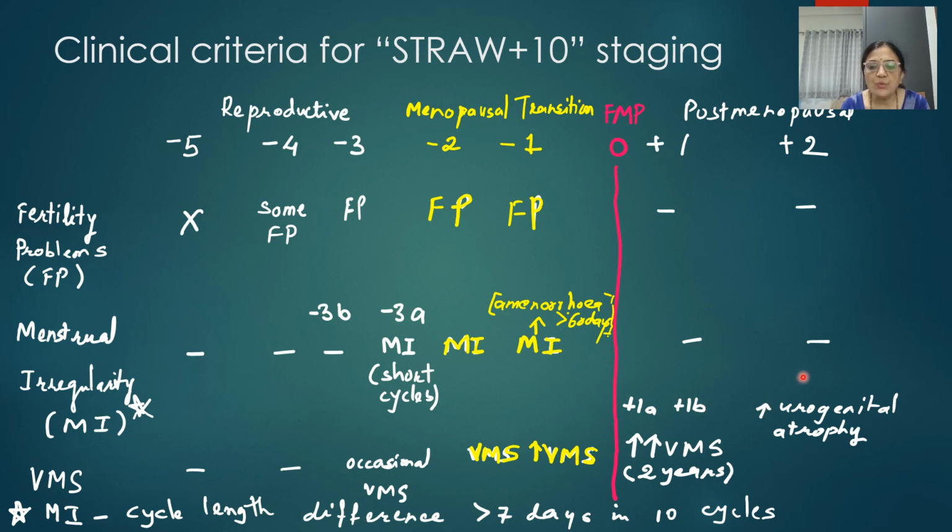In the late postmenopausal phase, more and more women present with increasing urogenital atrophic changes. So urogenital changes and urogenital symptoms are more commonly observed in +2. +2 is the late postmenopausal phase.